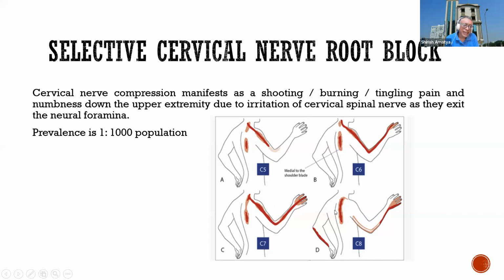And if it is C8, then it usually involves the little and ring fingers, and it radiates from the arm and forearm. So these are the typical pain radiations in a patient with cervical radiculopathy. In these conditions also we can use ultrasound and block the cervical nerve root to alleviate pain.